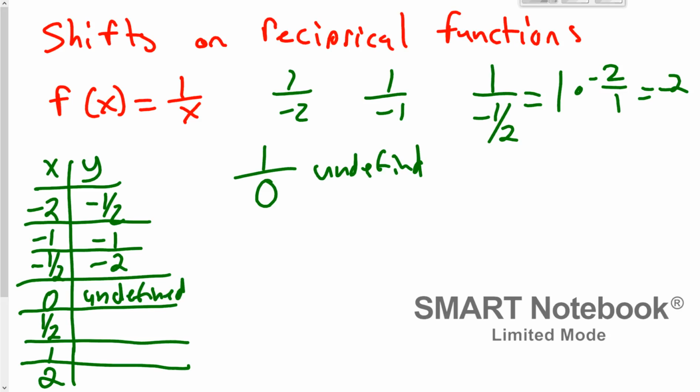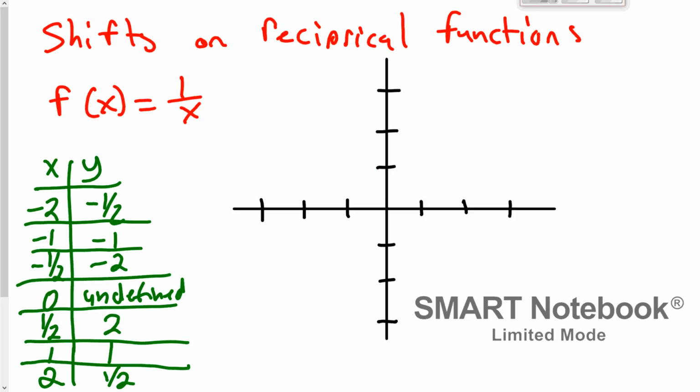Now we plug in a positive 1/2, that's just going to be +2. Plug in a 1, that's going to be 1. Plug in 2, we're going to get 1/2. Okay, so then we can go ahead and graph these points.